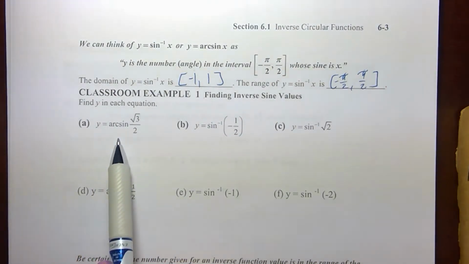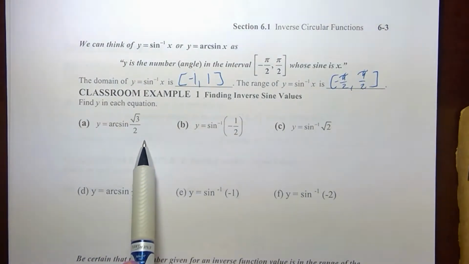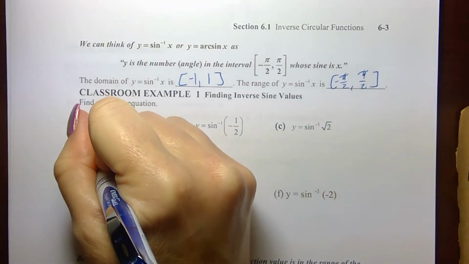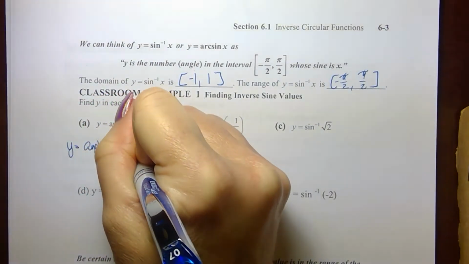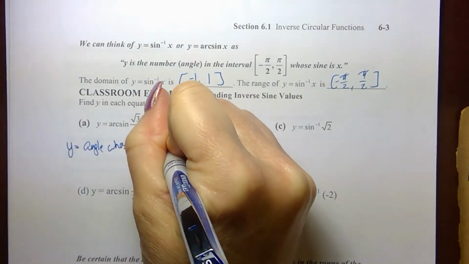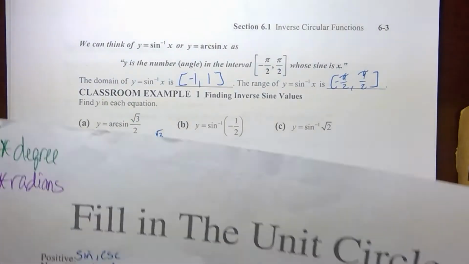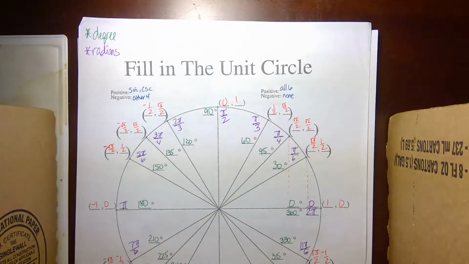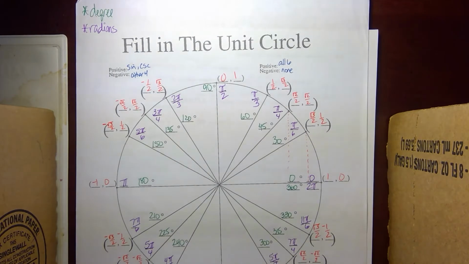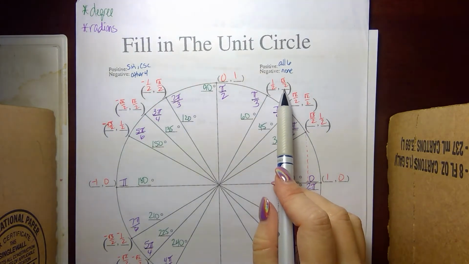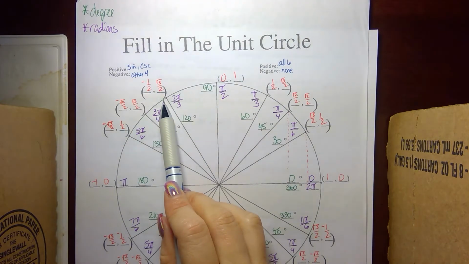Okay, so let's think about this. Find y in each equation. y is arcsine or sine inverse of square root 3 over 2. Well, what we're saying is y is the angle whose sine function value is square root 3 over 2. If I look at my unit circle, I know that I have a sine function value of positive square root 3 over 2 in quadrant 1 and quadrant 2.